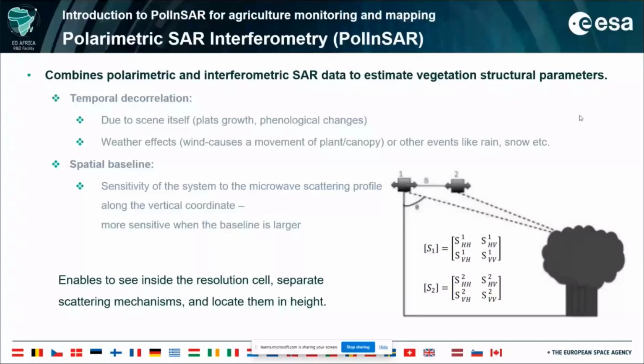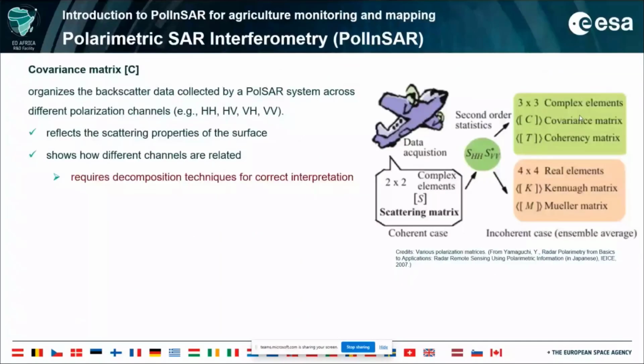So when we talk about PolInSAR, we are talking about, as we mentioned before, different matrices that organize the backscatter energy and the information that is provided by the single pixels. So there are two different concepts. The first one is the covariance matrix. And the covariance matrix organizes the backscatter data collected by a PolInSAR system across different polarization channels and reflects the scattering properties of the surface and shows how polarimetric channels are related.